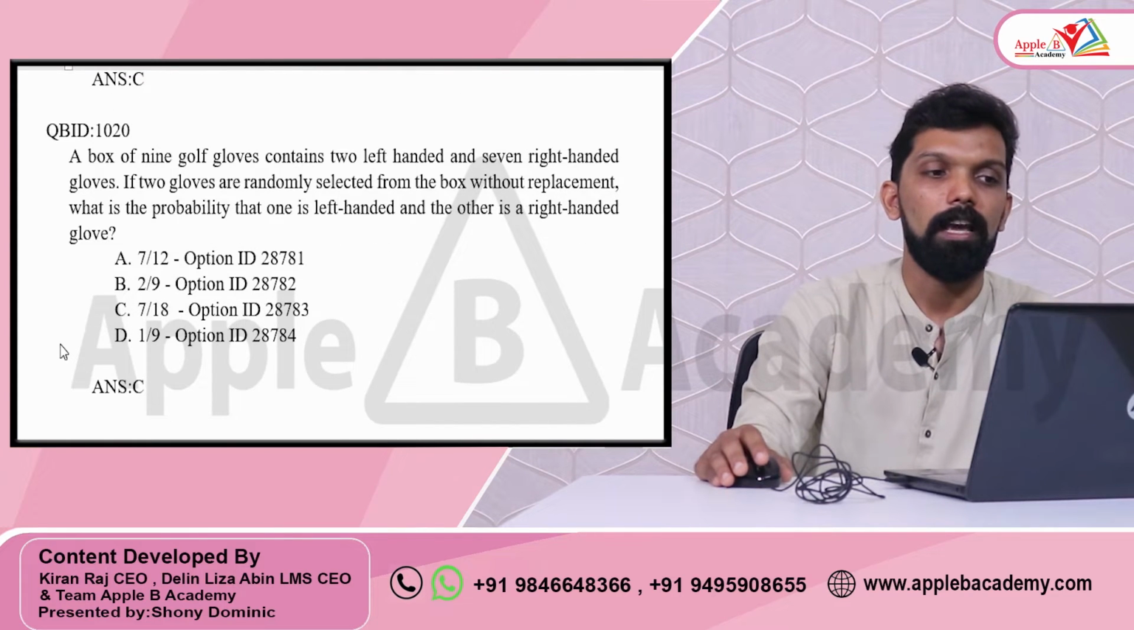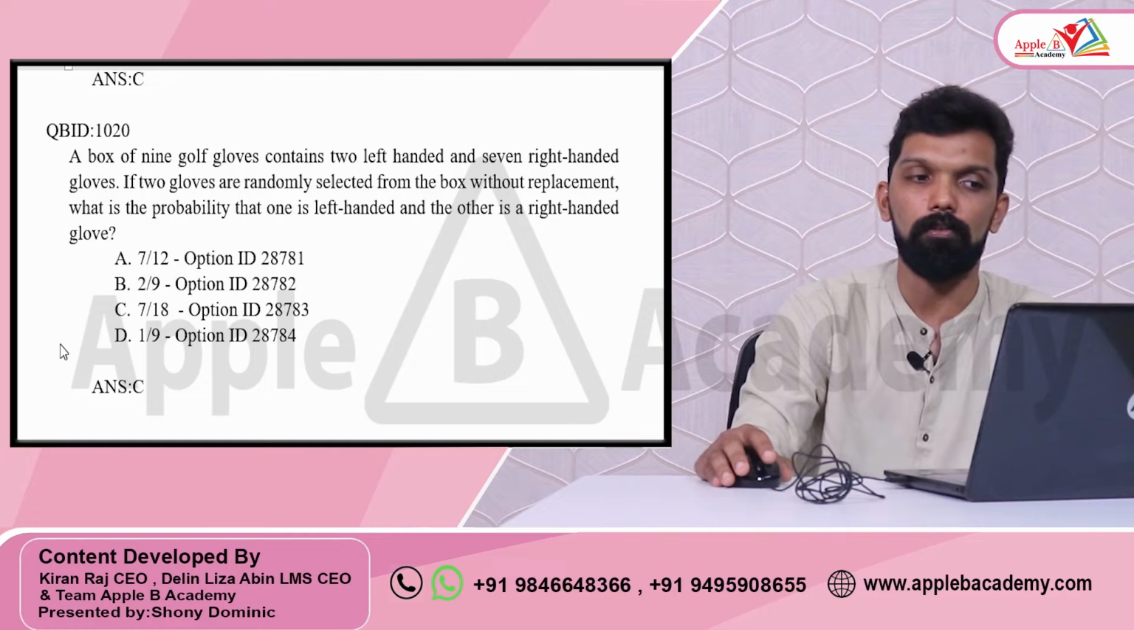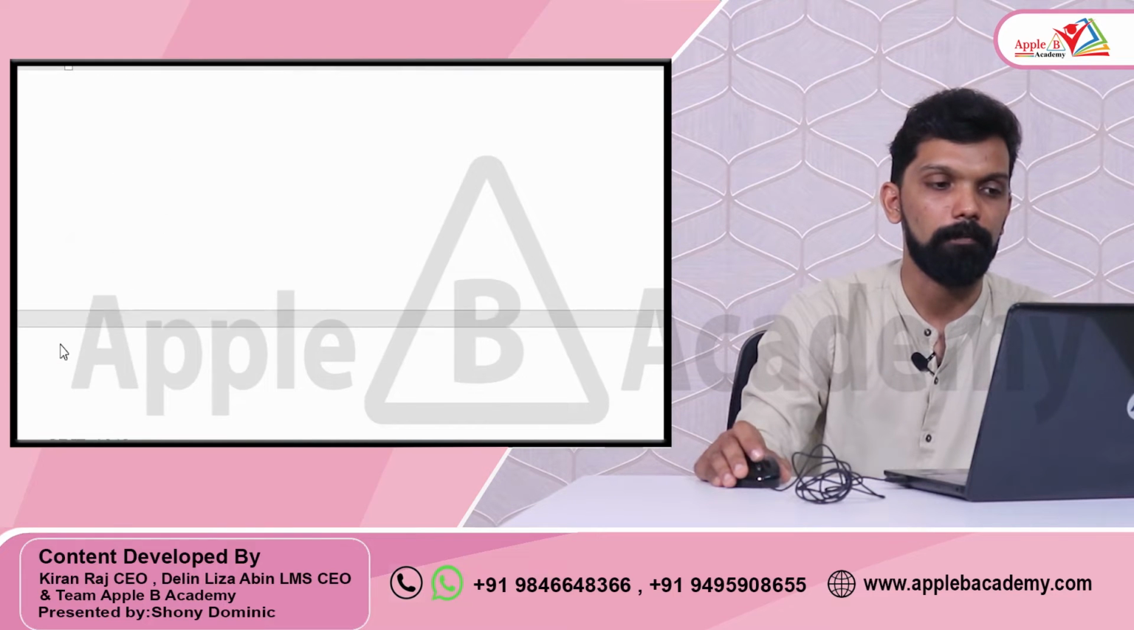So the next question: a box of 9 golf gloves contains 2 left-handed and 7 right-handed gloves. If 2 gloves are randomly selected from the box without replacement, what is the probability that one is left-handed and the other is right-handed glove? So this is a question from probability. The options: 7 by 12, option B 2 by 9, option C 7 by 18, option D 1 by 9. So the right answer for this question is option C, 7 by 18.